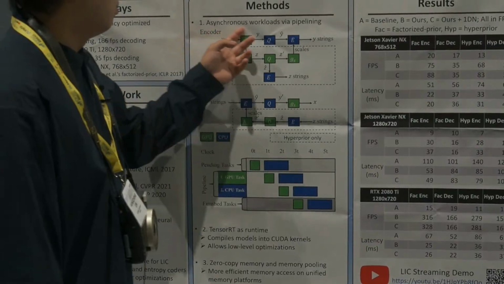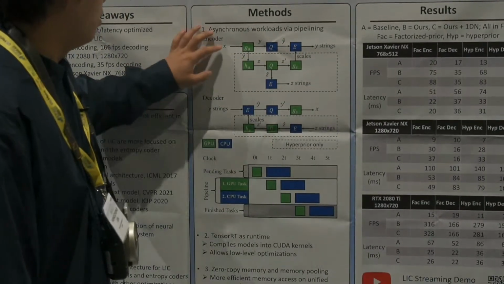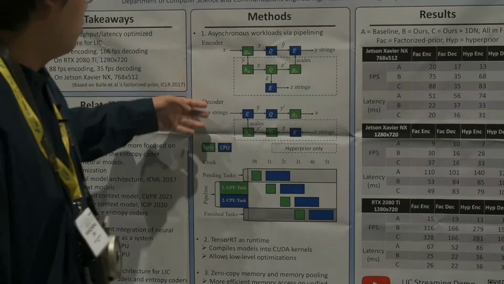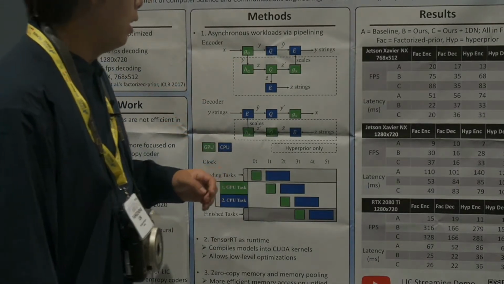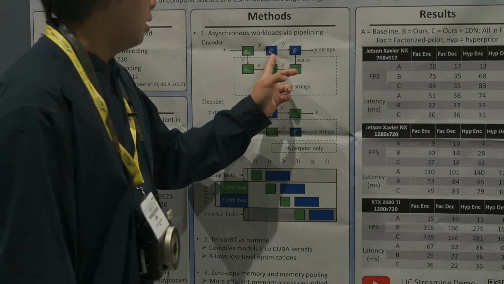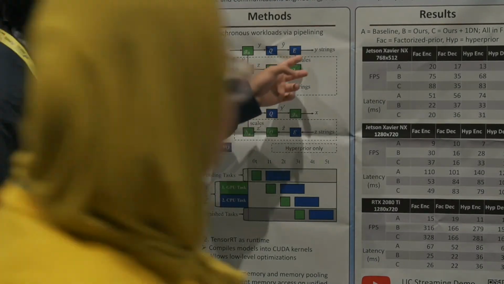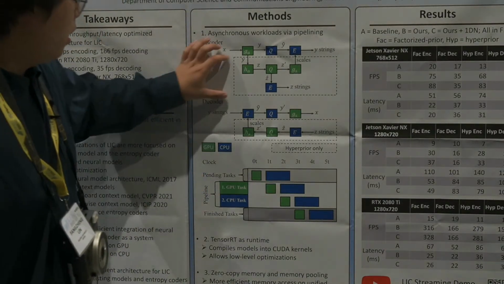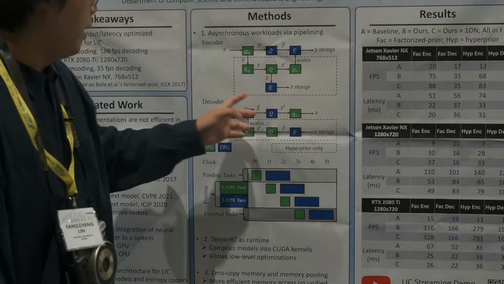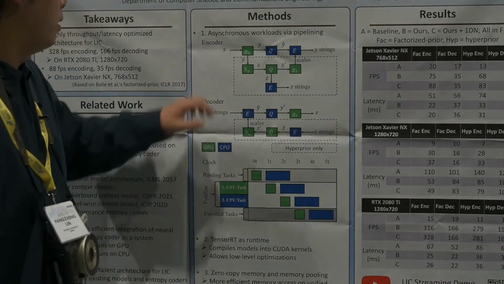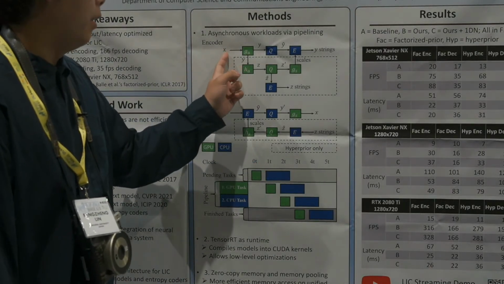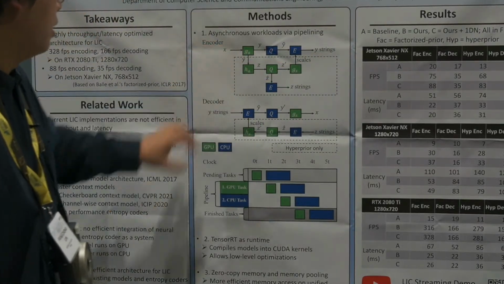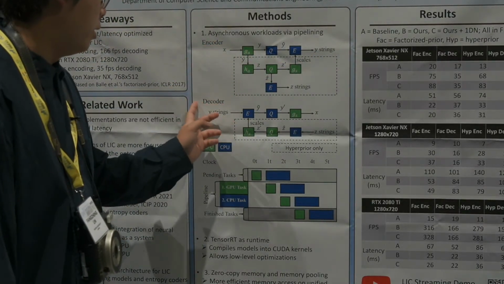So we apply the synchronous workloads via pipelining. You can see here the green parts, like GA, HA, these are neural models, and they are typically run on the GPU. And this is the quantization step and entropy coding. These are entropy coders. They are usually run on the CPU. And this dotted part belongs to the hyperprior model. For example, in the factorized prior model, this is the main part, and the hyperprior adds this on top of it.